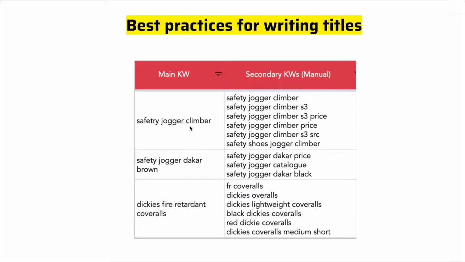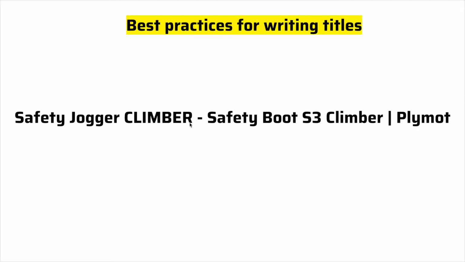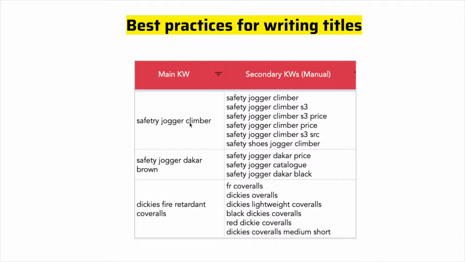You can see safety jogger climber. This is the primary keyword, and the secondary keywords are safety jogger climber S3, S3 price, climber price, S3 SRC, and safety shoes jogger climber. So these are the secondary keywords that make up this main keyword. If you're writing your title tag, you need to make sure you are including this main keyword and you are including these secondary keywords in it.